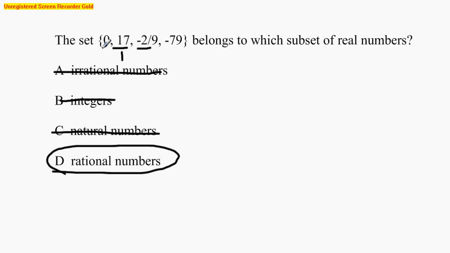17 over 1, 0 can be written as 0 over 1. Those are all fractions, right? And so that's all it has to be for a rational number. Okay? Let's look at another one here.